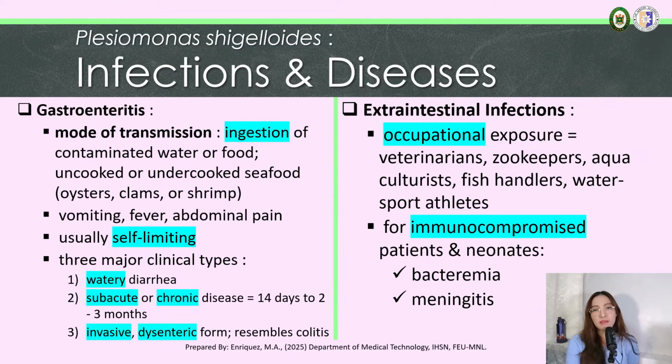Extraintestinal infections happen commonly to those exposed because of their occupation. And for immunocompromised individuals, systemic infections such as bacteremia and meningitis may occur. All right. Again, for extraintestinal infections with Plesiomonas shigelloides, this could either be because of occupational exposure or if the person is immunocompromised.